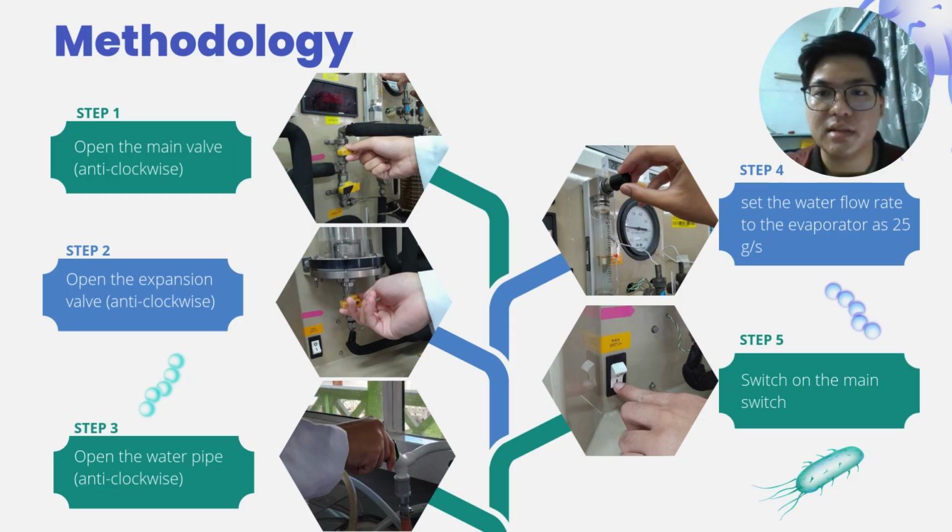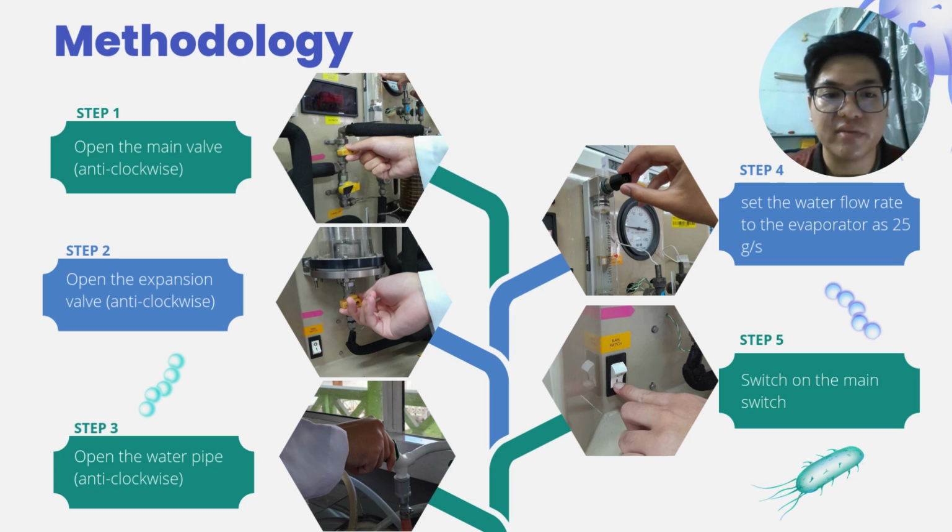The next part is methodology. Step 1, you have to open the main valve by rotating anti-clockwise. Similar to step 2, you open the expansion valve anti-clockwise. Step 3, open the water pipe, also with an anti-clockwise rotation. In step 4, you have to set the water flow rate to the evaporator at 25 gram per second. And the water flow rate on the condenser, you have to max out.